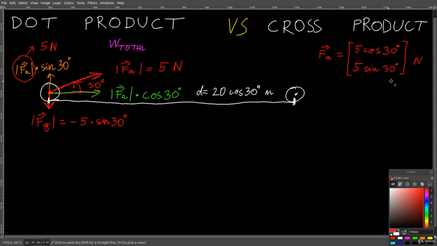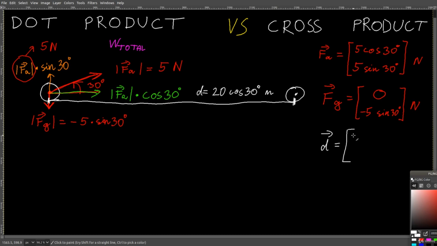This is the applied force vector. And the force of gravity vector is the following. Its horizontal component is 0 newtons and its vertical component is -5 sine 30 degrees newtons. Alright? The displacement vector is the following. The x component is 20 times cosine 30 degrees and the y component is 0 meters.